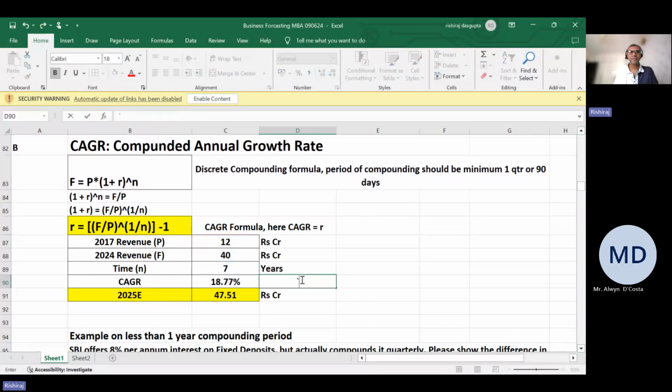So I repeat, I'm using the RATE function. NPER period is 7 years, comma, comma, payment is ignored, present value is minus 12, and then we close the bracket and go to the CAGR. And the same CAGR can be applied for prediction, 47.51 crore. So this is the CAGR based business forecasting.